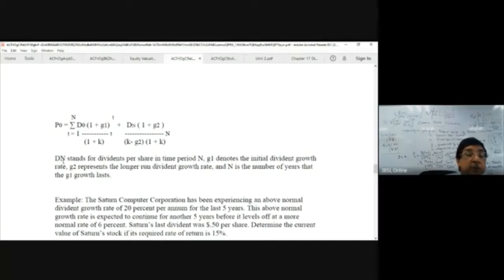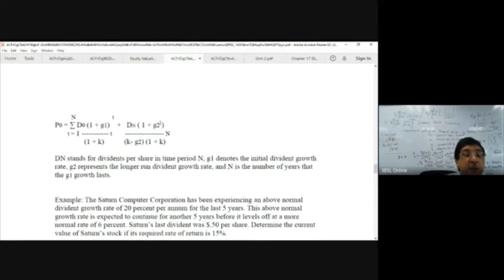Now here, in the notations being given, DN stands for dividends per share in time period N. DN, right? G1 denotes the initial dividend growth rate. This is the initial stage dividend growth, and that's a very high rate. G2 represents the longer run dividend growth rate.